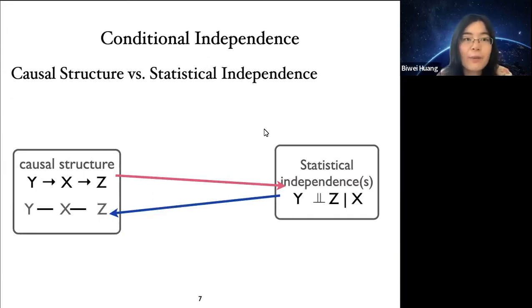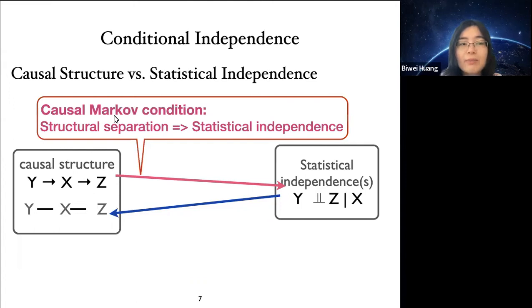In causal discovery from observational data, a crucial step is how to relate the causal structure to the statistical properties of the data. Very excitingly, researchers have found that under appropriate assumptions, we can draw a connection between the causal structure and the statistical independence. Here, this notation means that given X, Y and Z are conditionally independent. And here, the edge with arrow represents the causal arrow, and the edge without arrow represents the causal skeleton.